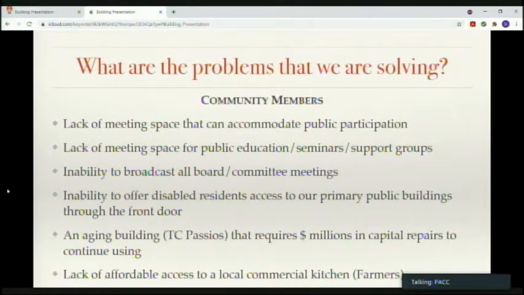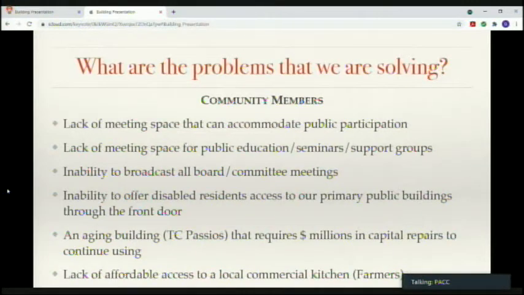There is also the inability to broadcast all board and committee meetings. If we want our residents to get engaged and involved, we can't broadcast all meetings because we currently have one room that has that technology and 2 others that don't. So it's also the inability to offer our disabled residents access to our primary public meetings through the front door, which is a civil right. This is not something that we have a lot of wiggle room on. As a civil right, we must offer all residents the ability to utilize public buildings, again, through that front door. And that's as per the Americans with Disabilities Act.